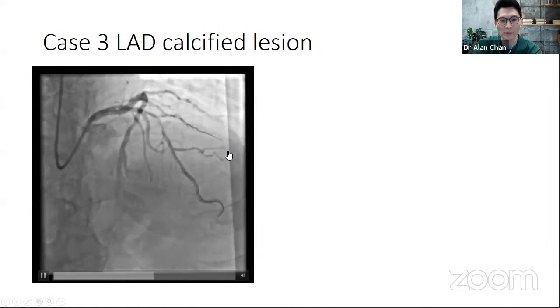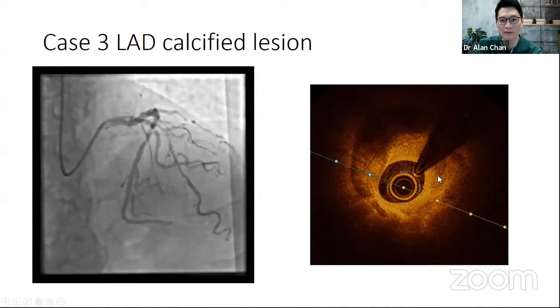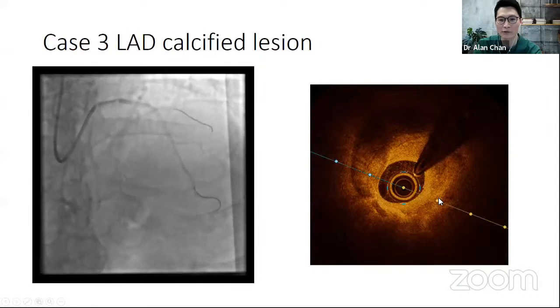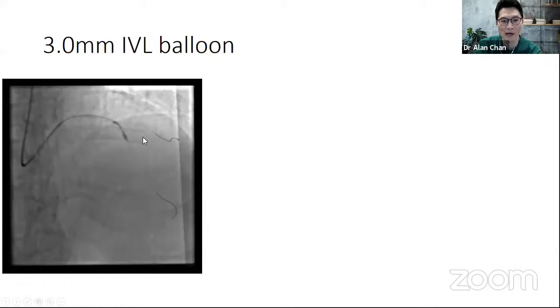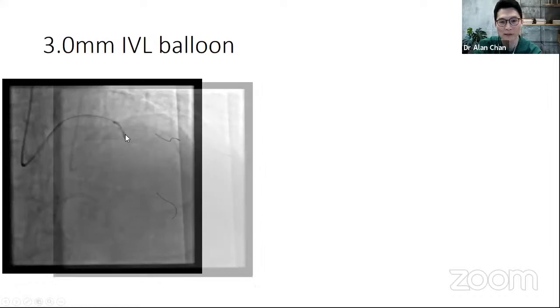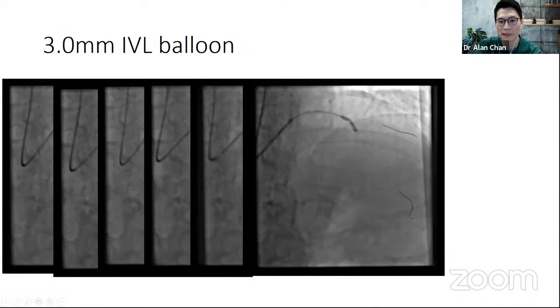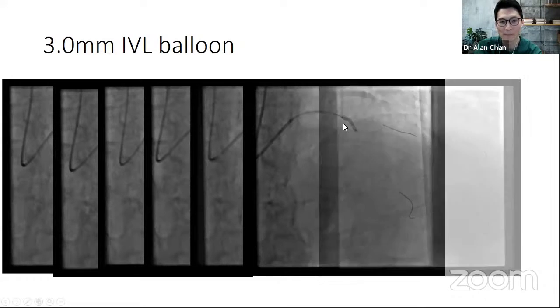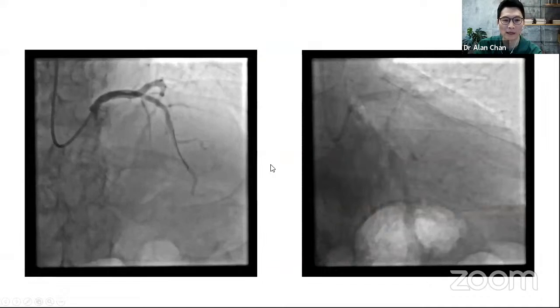So this classical example of LAD calcification is a bifurcation lesion. We're able to pass the OCT catheter. You can see there is a very concentric thick calcium along the LAD. So this is the 3.0 IVL balloon, the shockwave balloon. First of all, you can see the dog bone is good. And then after repeat therapy at the same spot, you can beautifully see the balloon yield, and then the balloon is opened up. So OCT shows there is beautiful calcium fracturing, and I'm pretty sure we were able to achieve a good stenting result after this shockwave.